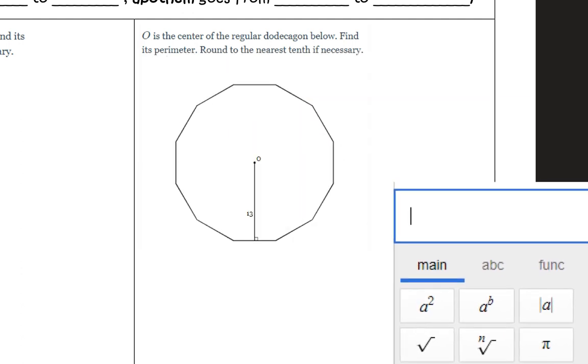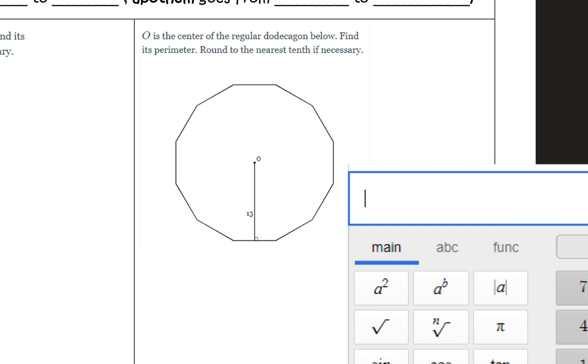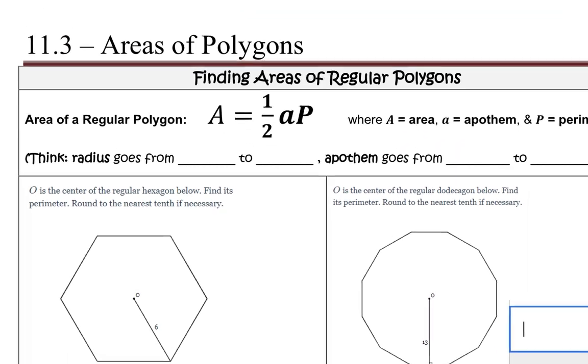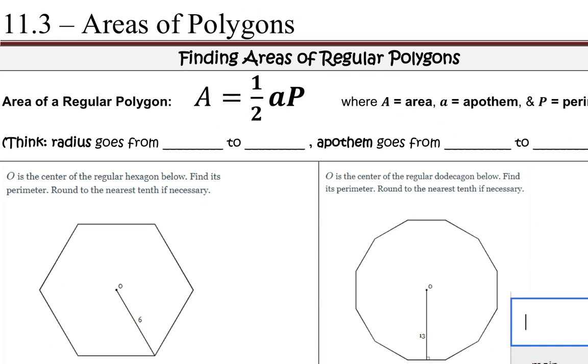Let's get this out of the way, and let's get right into some practice. Now if we're trying to find the area of a regular polygon, remember what we said regular means.